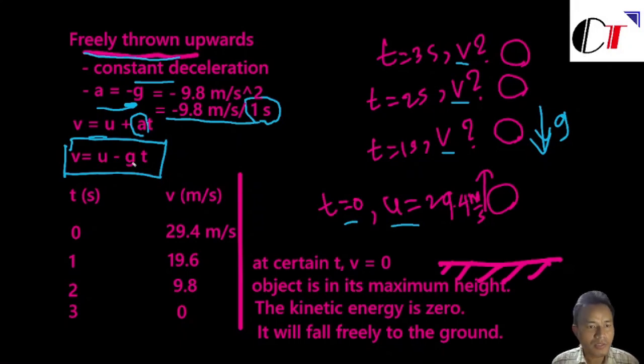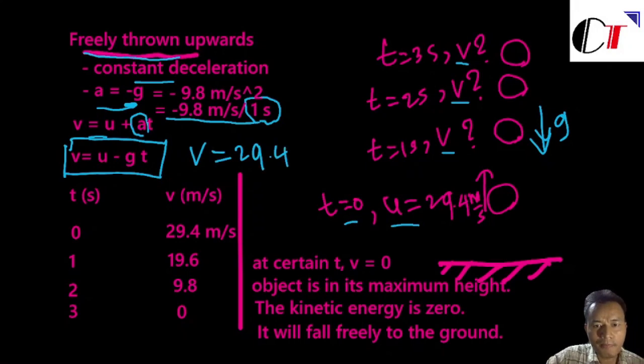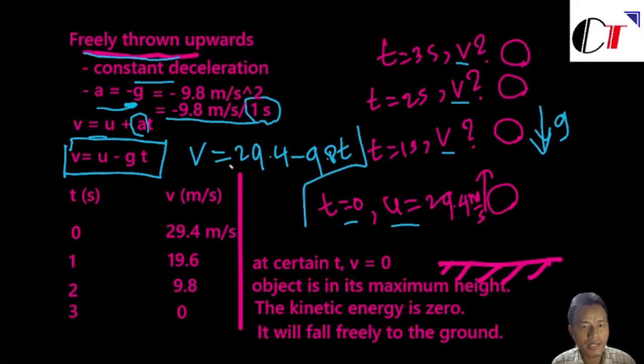Now all you need to do is just use this equation. In this equation we can substitute, so your v will be just initial velocity 29.4 minus 9.8 times t. So this will be the equation to get the speed as a function of time, and you can see clearly the speed will be reduced by, again, 9.8 meter per second within 1 second. So let's try to make a table. The first column is the time, the second column is the speed.